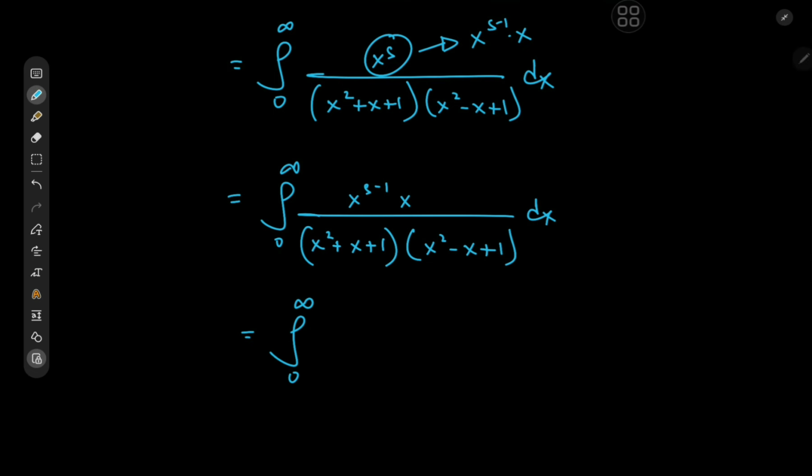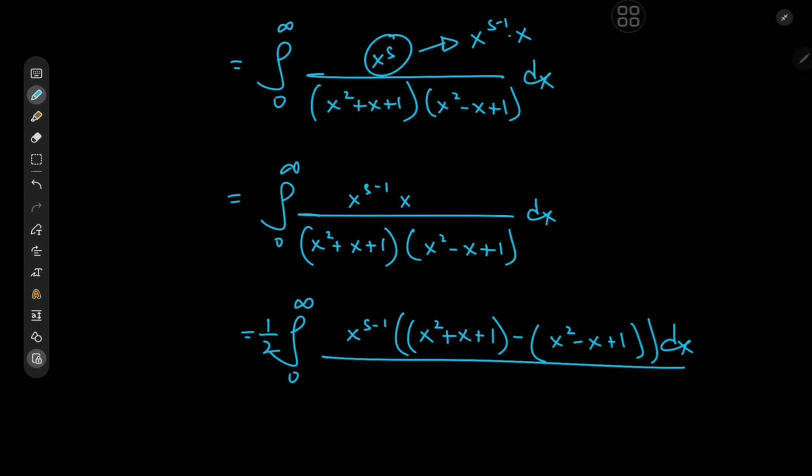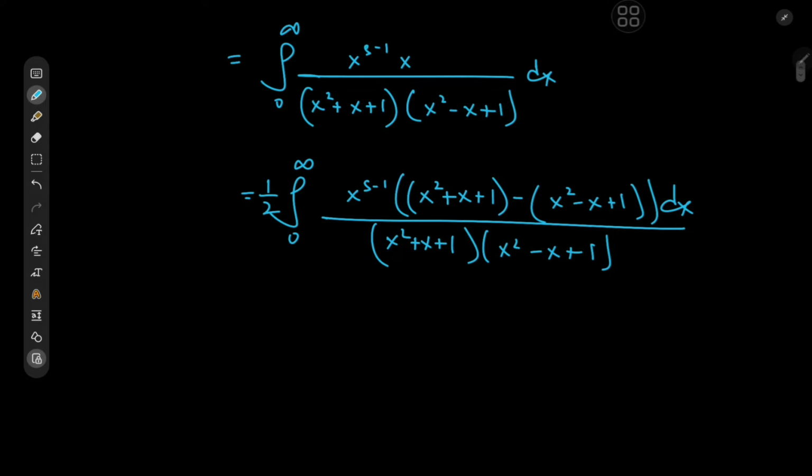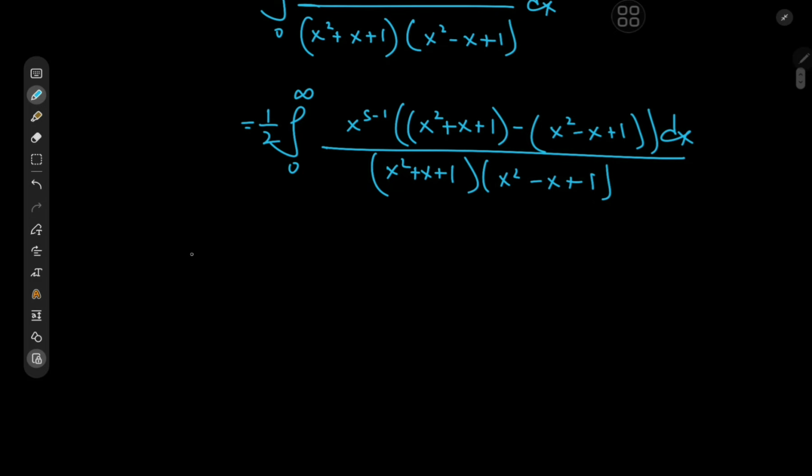Well, I have the integral from 0 to infinity of x to the s minus 1 times one factor, that's x squared plus x plus 1, minus the other factor, that's x squared minus x plus 1. And of course, this would result in 2 times x, which we can balance out using a factor of 1/2 outside, which is pretty cool. So now, in the next step, after I write out these terms in the denominator, I can invoke the linearity of the integration operator and get 1/2 times a bunch of stuff.